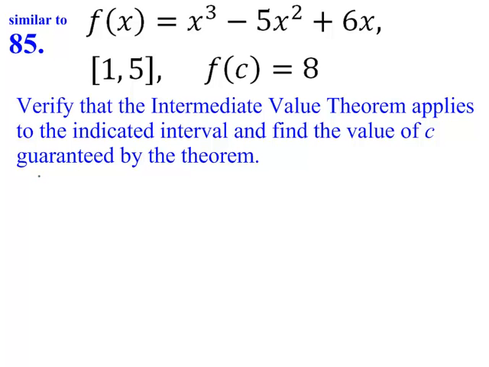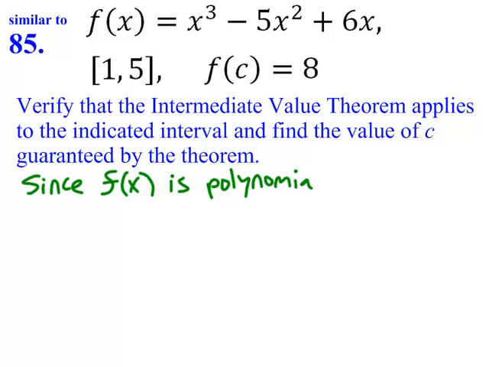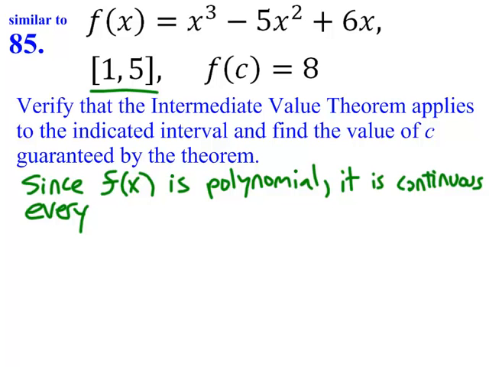So again, we start out by saying, since f of x is a polynomial, it is continuous. Therefore, it is continuous everywhere, or at least on the interval from 1 to 5, but continuous everywhere is just a more powerful statement there. That's what opens up the door to try to apply the IVT. So since f of x is a polynomial, it is continuous everywhere. And since, let's see, I'm going to check the endpoints, f of 1 and f of 5.